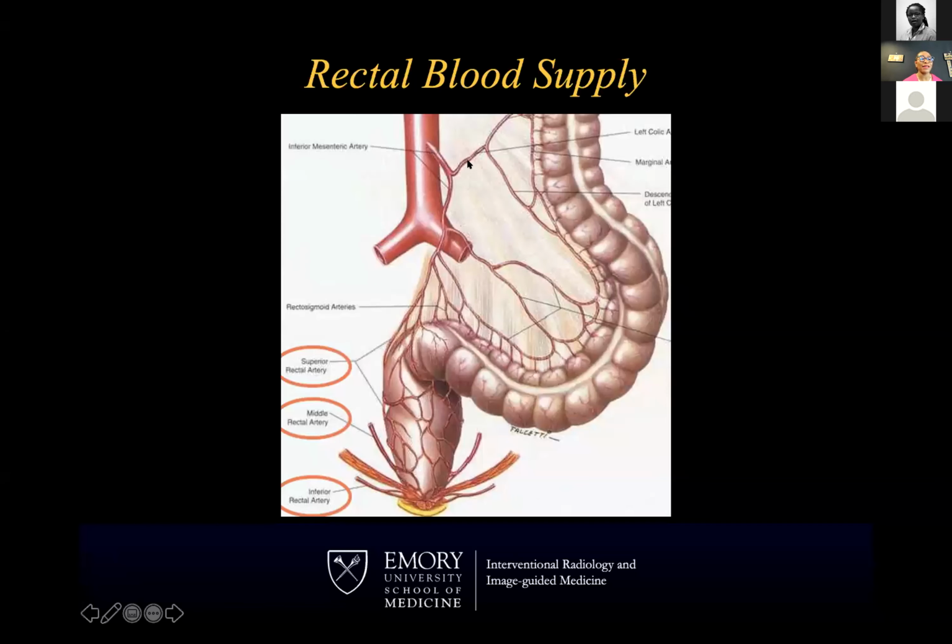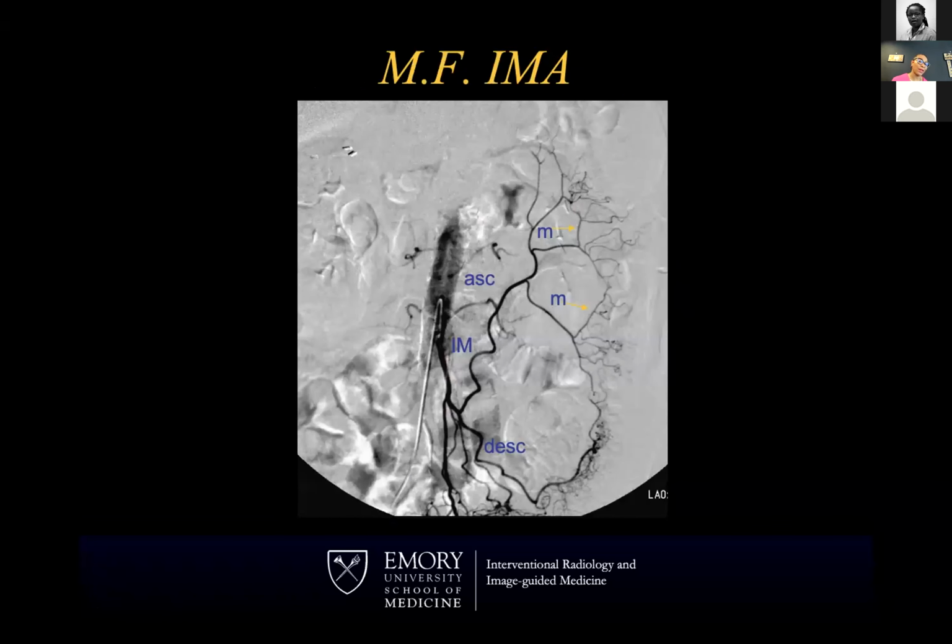So the blood supply to the rectum, again, is branches from the inferior mesenteric artery. And you can see that there's also a very rich arcade from the rectosigmoid arteries that give off the superior rectal artery. The middle rectal artery and inferior rectal artery also supply the rectum. We're going to exclude the rectal artery branches right now, just to focus a little bit on the IMA, since I want to expose a little bit of other causes of lower GI bleed.